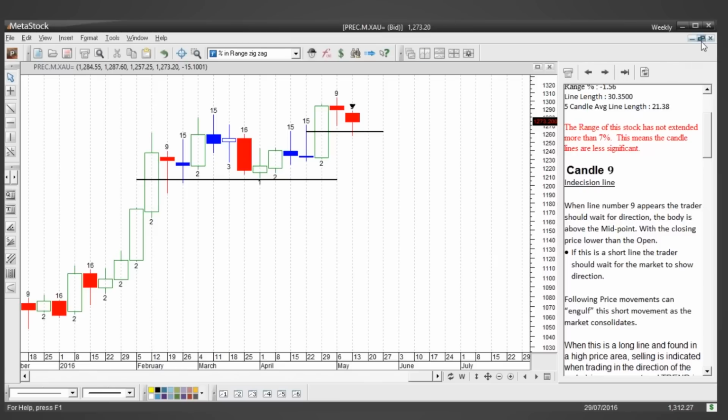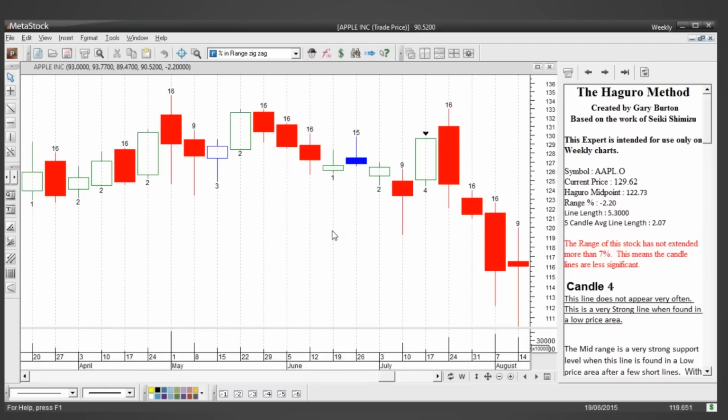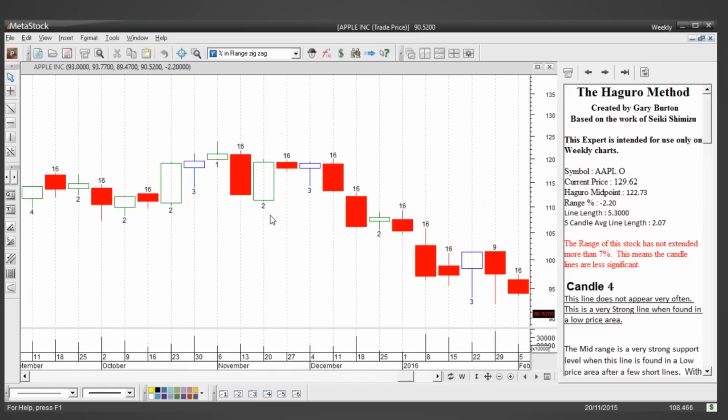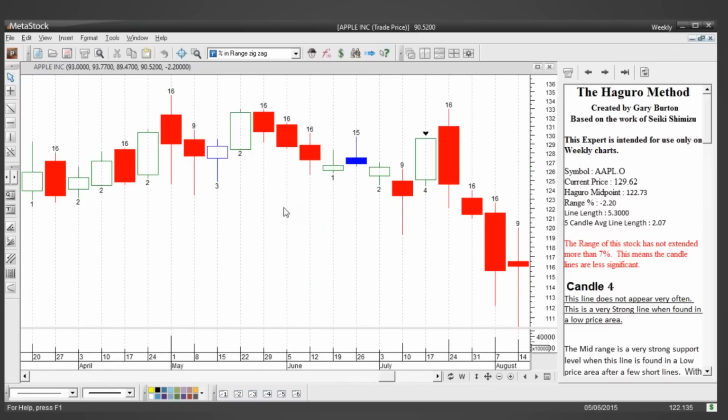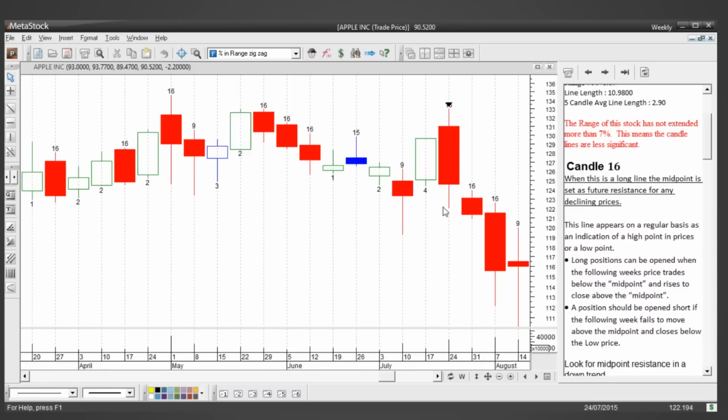Okay, the gold chart. There's also Apple, which I mentioned. Here, I'll just bring that out. In here, I mentioned earlier, Apple with the outside period at the top, again here, number 16 candle. If we just click on number 16, it's a long line, in fact a long line and also an outside period. The line appears on a regular basis, an indication of a high point in prices.